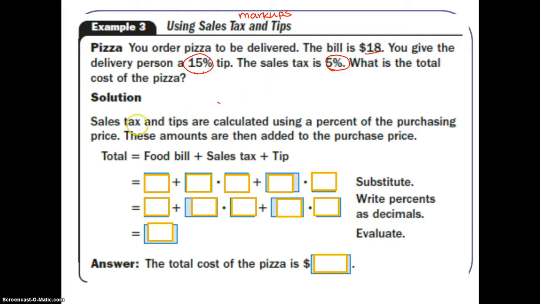Okay, first of all, sales tax and tips are calculated using a percent of the purchase price. These amounts are then added to the purchase price. So to find the total, we need to take the food bill, which you already know, $18, and the sales tax. Now, the sales tax is taking the $18 times 5%. The tip is taking the bill, $18 times 15%.